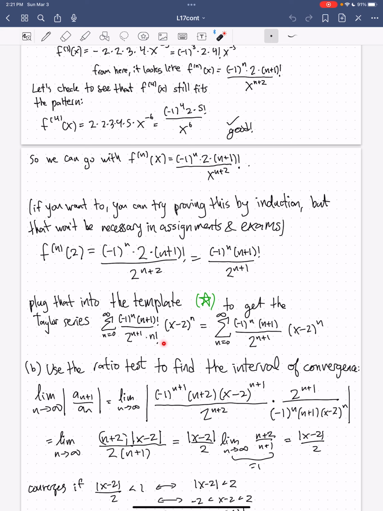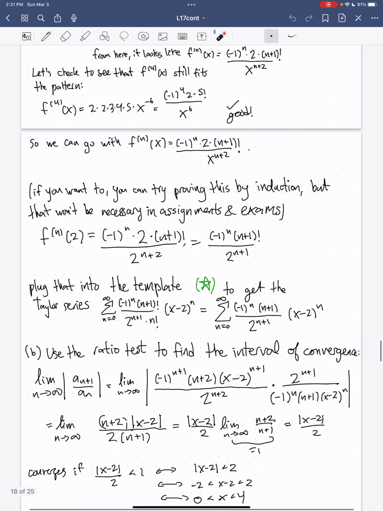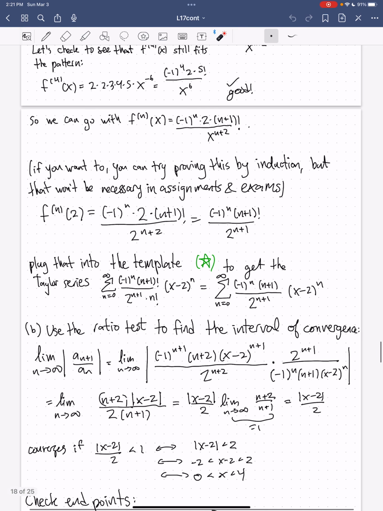So you'll see that the initial formula had the n factorial on the bottom, and then n plus 1 factorial on the top, and so those almost totally canceled out other than an extra n plus 1 on the top. And so that's how we get this.